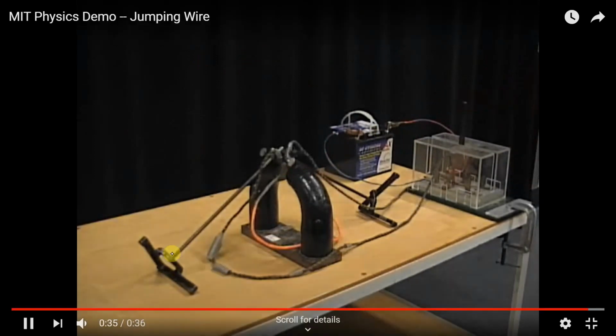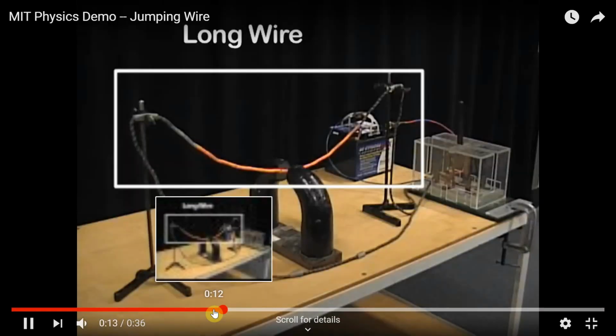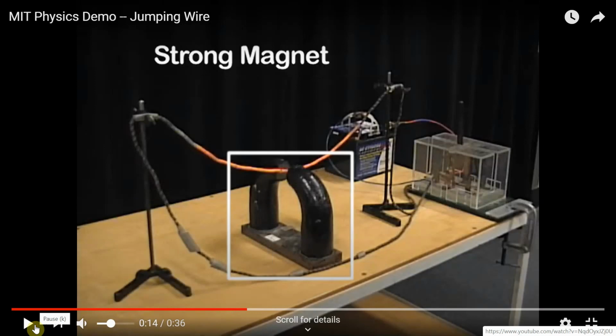So essentially what just happened there is when they turned the current on, so there's current flowing through the wire, and there's a magnetic field surrounding this piece of wire here. So what we're seeing is the magnetic field is having an influence on the wire. So we know a wire creates its own magnetic field.